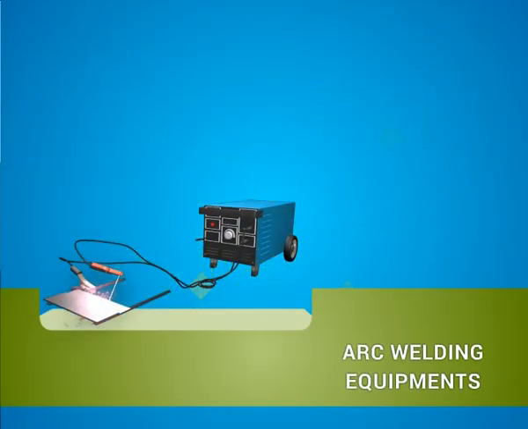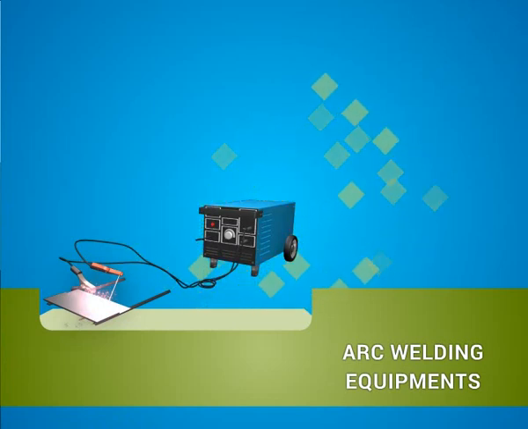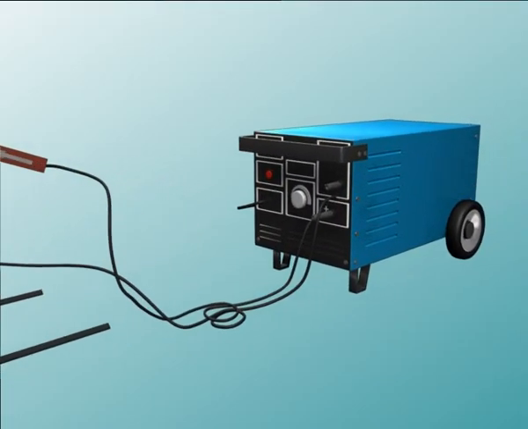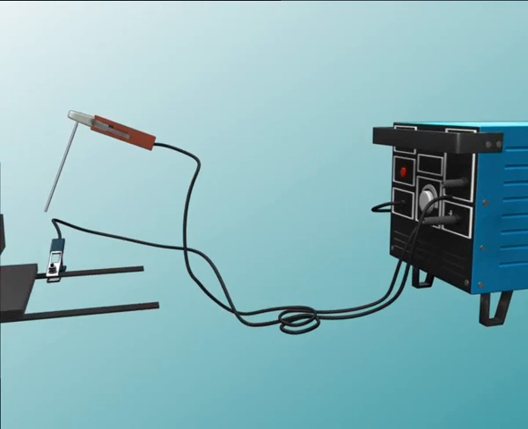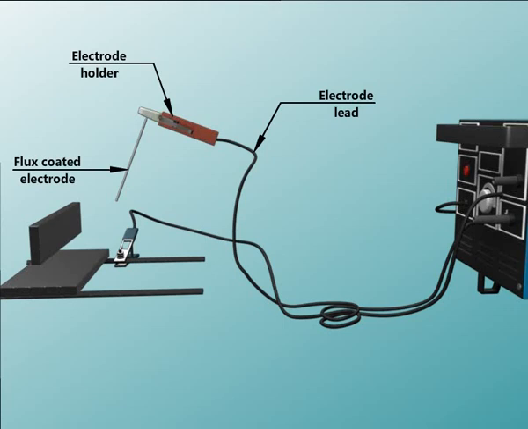Arc welding equipments. A visual representation of arc welding equipments is shown in this video. The arc welding equipments are as follows. Arc welding machine. Electrode holder. Electrode lead. Flux-coated electrode. Earthing clamp, earthing lead.